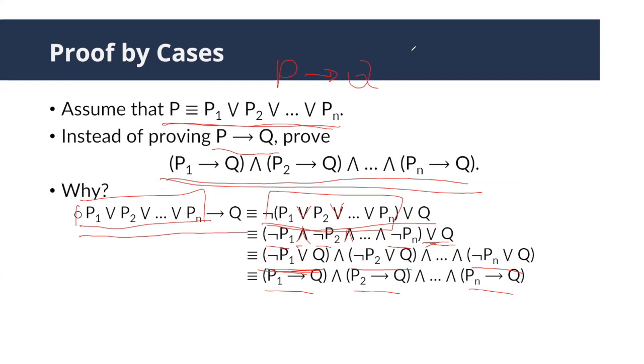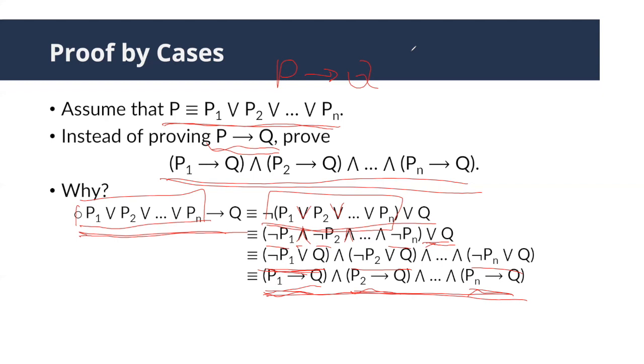Okay? So now you compare these two sides. We show that these two are equivalent. Therefore, we can just prove each of the implications to be true individually. Then you can conclude the AND of them is true. And thus, you are equivalently proving the original implication is true.